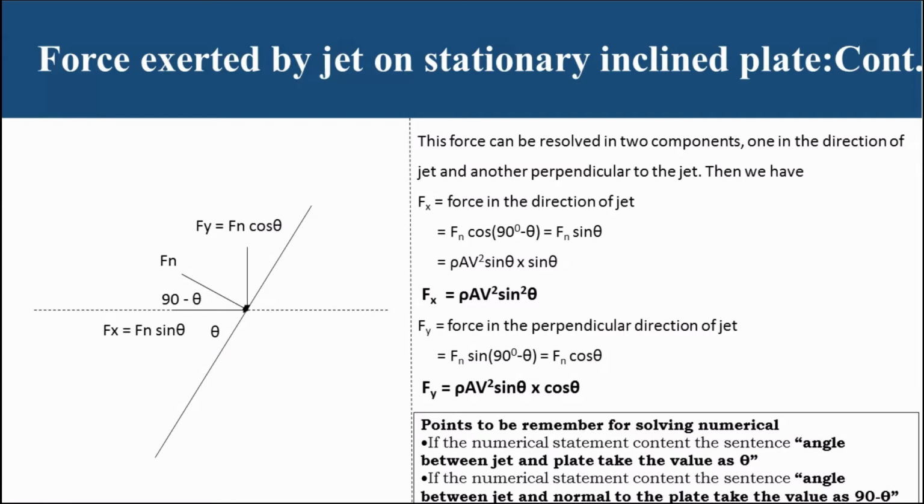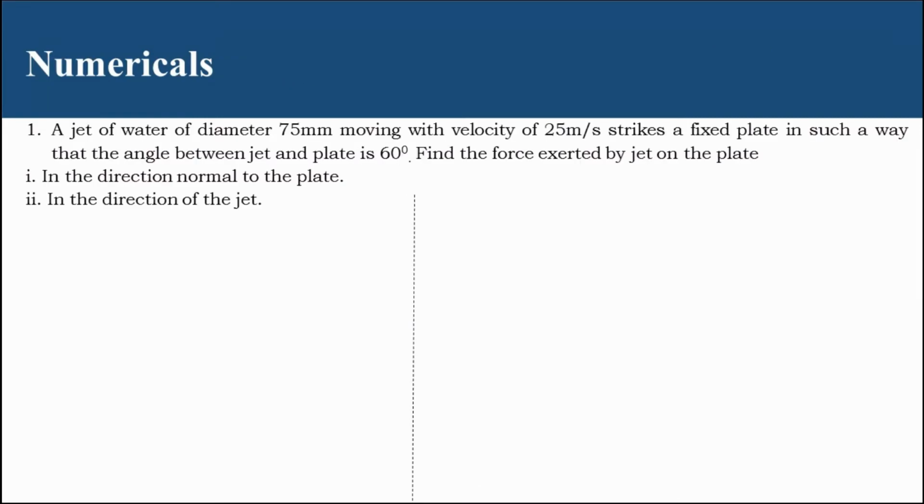We are going to understand this concept through some problems. So we'll take our first problem. Consider a jet of water of diameter 75 mm moving with a velocity of 25 meter per second that strikes a fixed plate in such a way that the angle between the jet and the plate is 60 degree. Find the force exerted by the jet on the plate, first in the normal direction to the plate, second in the direction of the jet.